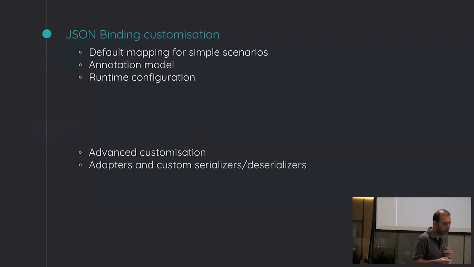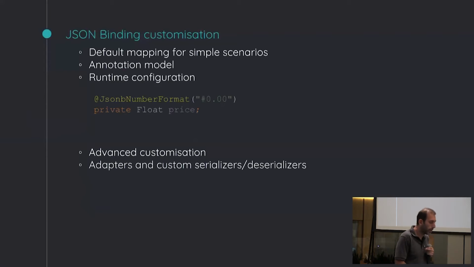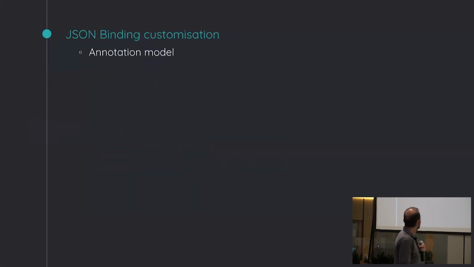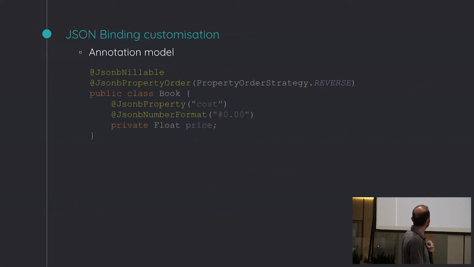First, there are two customization models that can be used together or separately. One is the annotation model, where you can annotate your fields or classes. The other one is the runtime model. Let's see more info about that. First, let's see how the annotation model and the runtime configurations work. Using the annotation model, you can customize the default serialization and deserialization by annotating fields, methods, or classes.